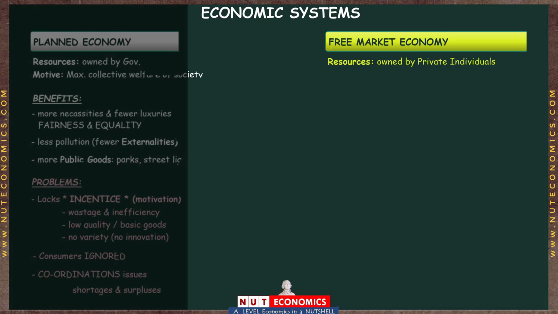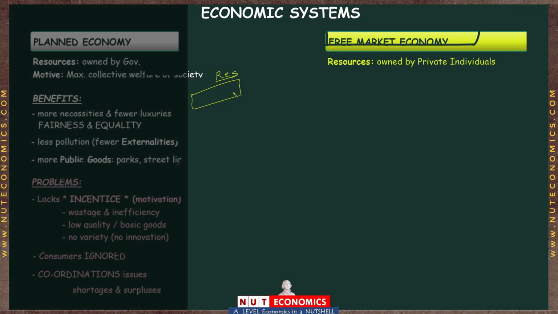Now, the second approach that countries can take in deciding how they are going to use the limited resources they own is known as the free market economic approach, where the idea is to simply let all the private individuals own all of these limited resources and let them make all the decisions of what they want to do with these limited resources.